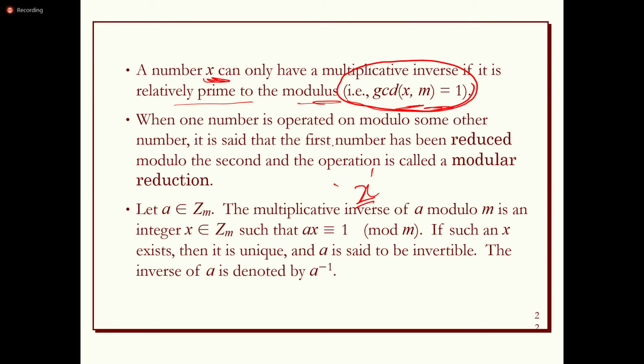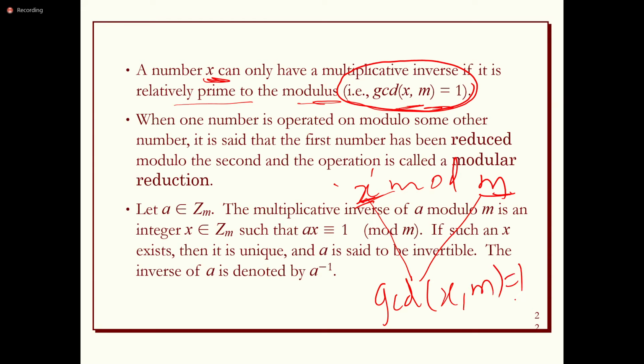So for a given number x, whenever we take x mod m, the GCD of x and m should be 1. Only then can we get the multiplicative inverse. Not every element will have a multiplicative inverse under some modulo. The multiplicative inverse is calculated under some modulo, so suppose the modulo m value is some number, then we can calculate it.